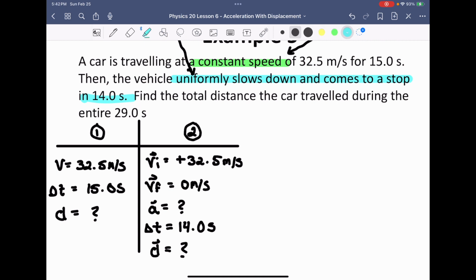Because here's what the problem is asking for in the very end. What is the total distance? We know distance is a scalar value. And so as soon as we see the scalar value, we just need to make sure that we total up the distances traveled, and that's good.